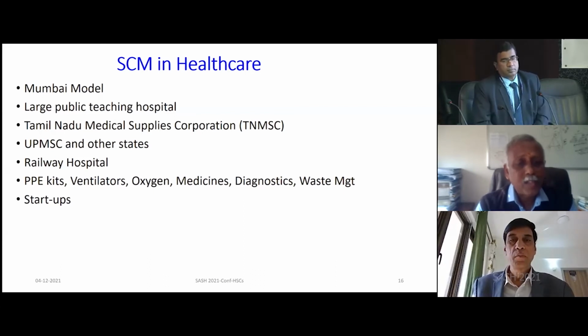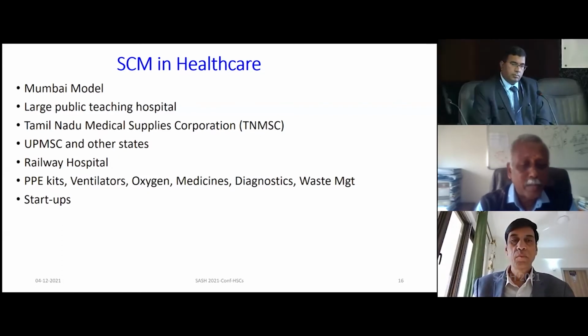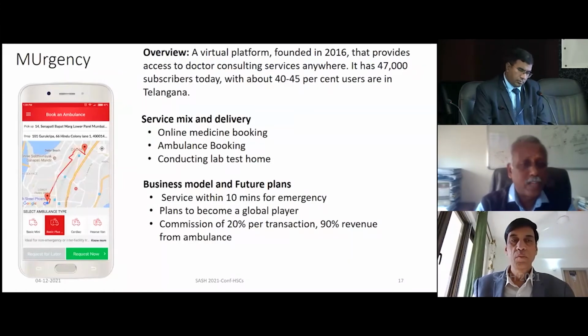Oxygen is the best example to understand how we managed the oxygen supply during this crisis time, including medicines, diagnostics, and another important thing, waste management. These are the areas where we can make a difference by addressing supply chain issues. Let me quickly run through some of the examples.